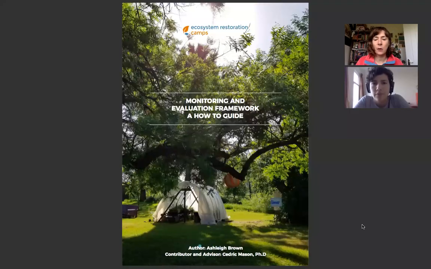So this is our framework. It has been written in collaboration with various people, mainly someone called Cedric Mason, who has done a PhD in soil science and has been involved in some USDA data collection. We met at Via Organica, which is the second camp we ran in Mexico last year, and we were trialing some of these tests at that camp.